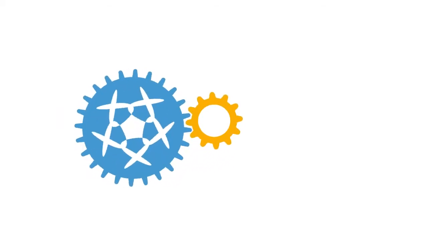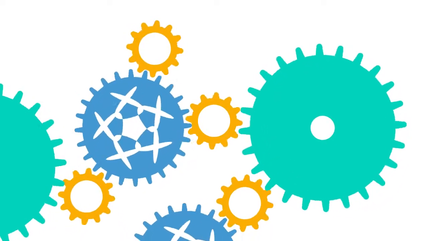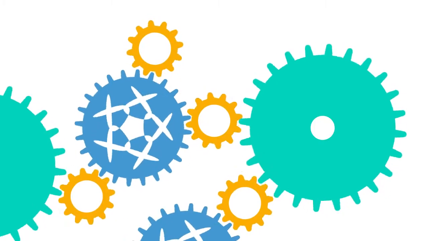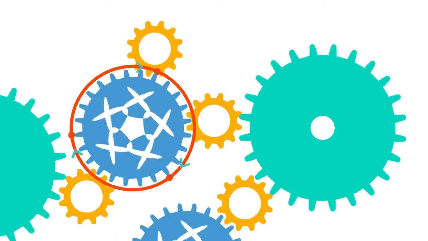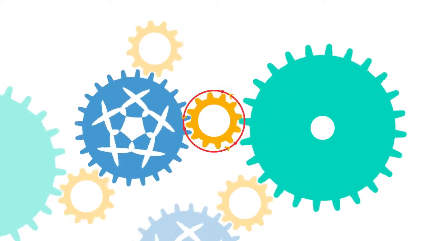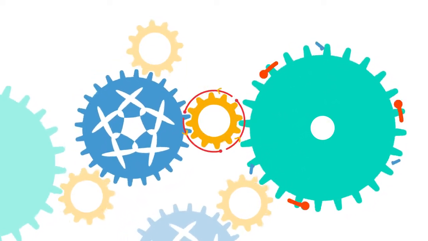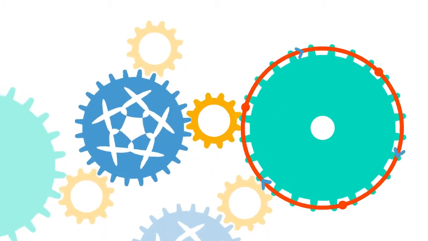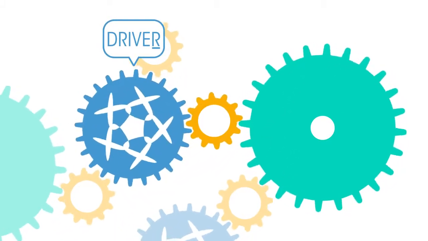You can connect as many gears as you want and only need to power the one gear to turn all the other gears. If the first gear turns clockwise, then the second turns anti-clockwise, and the third clockwise again. The original gear is called the driver, and the other gears are said to be driven.